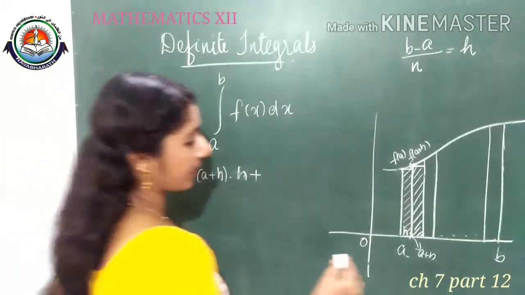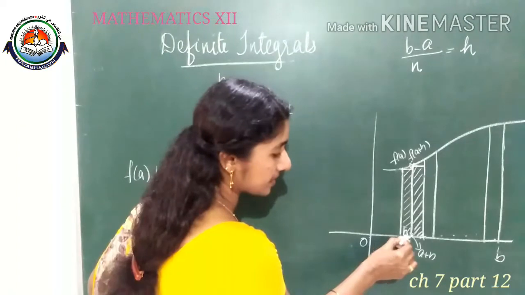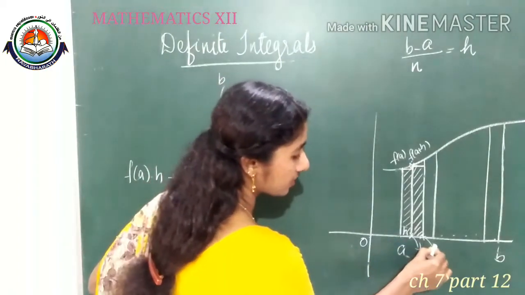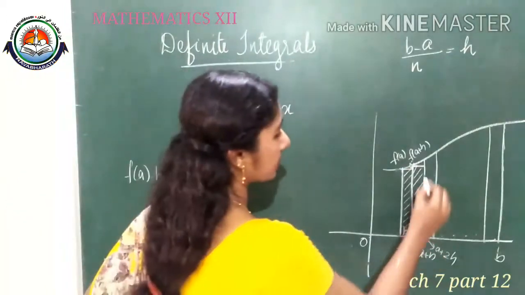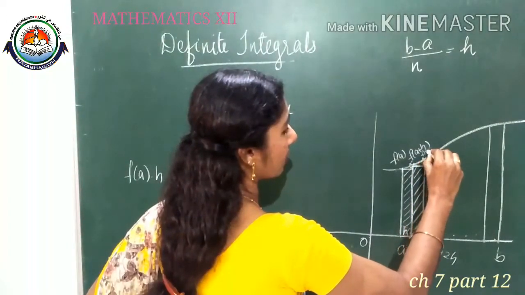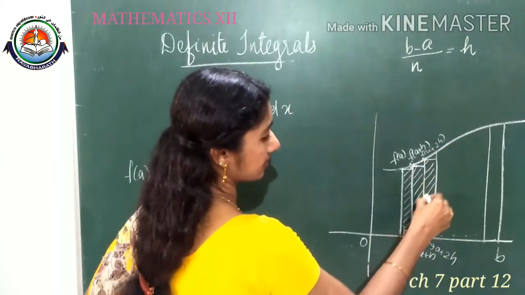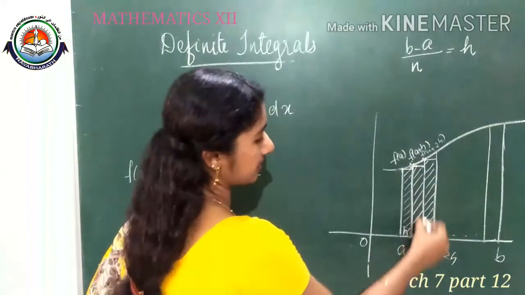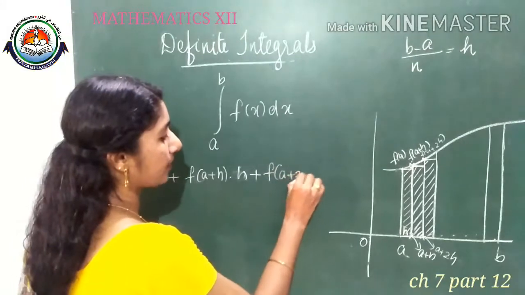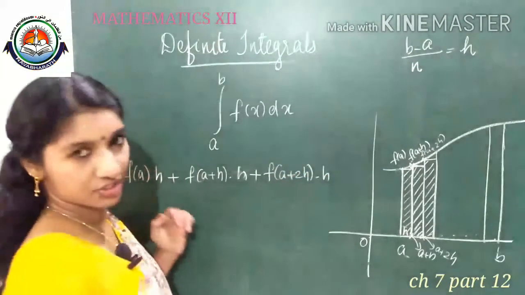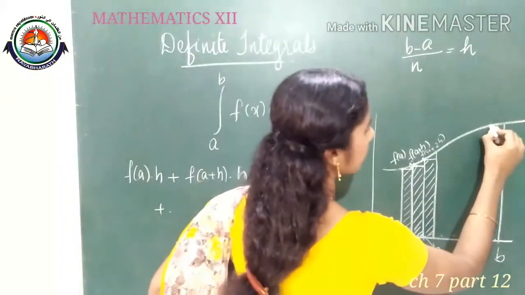And what about third point? This point, see, from here to here a plus h plus h. So this point is a plus 2h. And what about this length? It is f of a plus 2h. So this area, which portion I am shading now, that rectangle's area we are getting as f of a plus 2h into width h, plus etc. Plus last point. See this one.